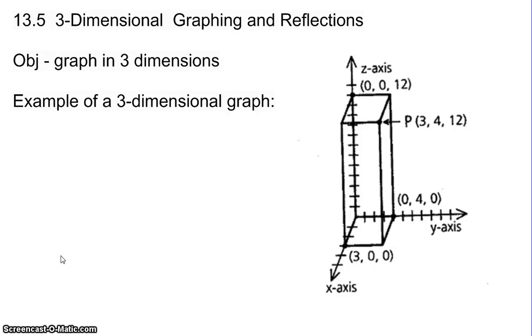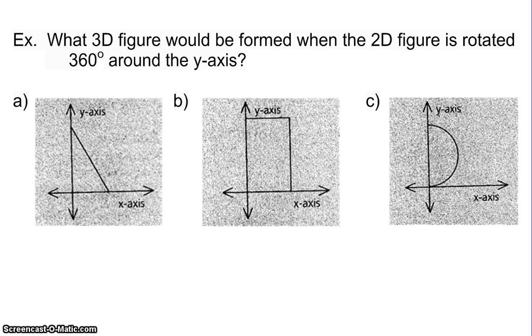All right, today we're going to talk about sections 13.5 and 13.6 dealing with three-dimensional graphing and equations of circles. This is an example of a three-dimensional graph where we have the x-axis, the y-axis, and the z-axis that we have to look at. And when we're talking about three-dimensional figures, we could talk about taking something from two-dimensional and rotating it around the y-axis to create a three-dimensional figure.